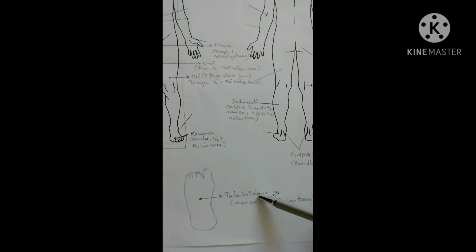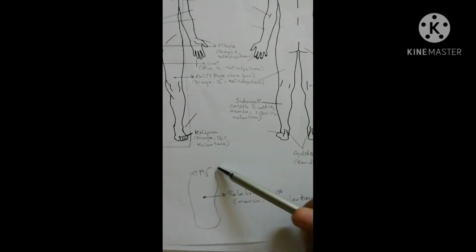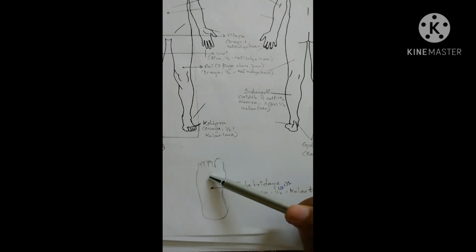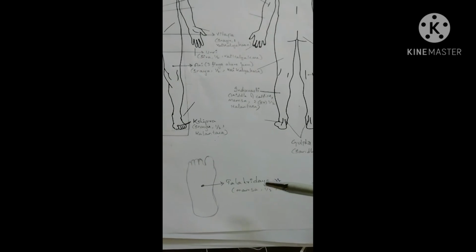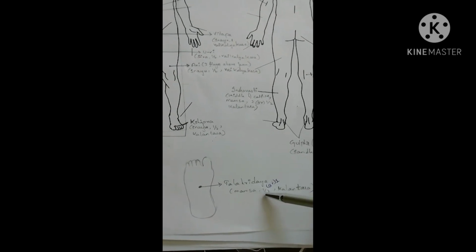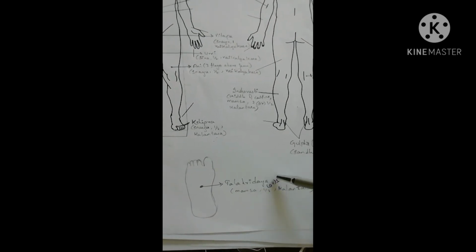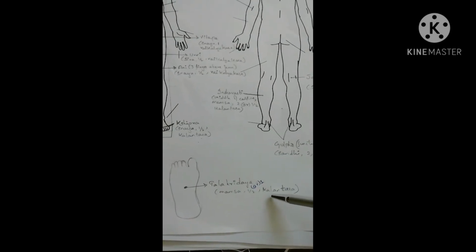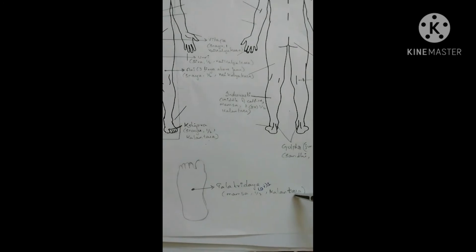Next, Tala Hridaya Marma, which is present at the center of the sole, in a straight line to the middle of the middle toe. It is a Mamsa Marma, half anguli in a few texts and one anguli in a few texts, which I have found. And it is also a Kalantara Pranahara Marma.